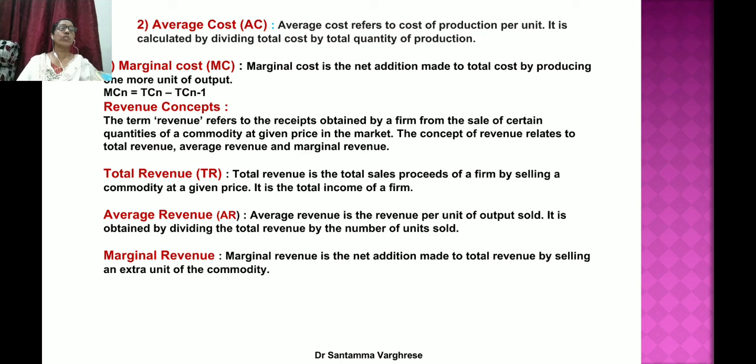Cost has 3 types: total cost, average cost, marginal cost. In total cost, there are total fixed cost and variable cost. Then we studied the revenue concept. In revenue, we studied total revenue, average revenue and marginal revenue. We studied that total revenue is equal to price into quantity demanded. As I mentioned, price is 10 rupees and quantity is 10 packets, then total revenue is 100.